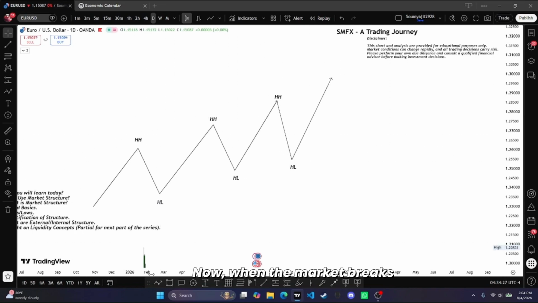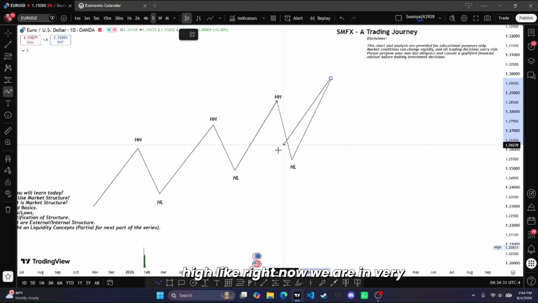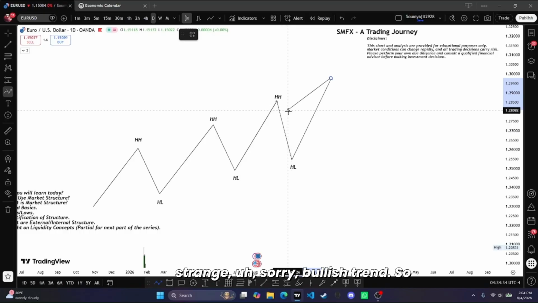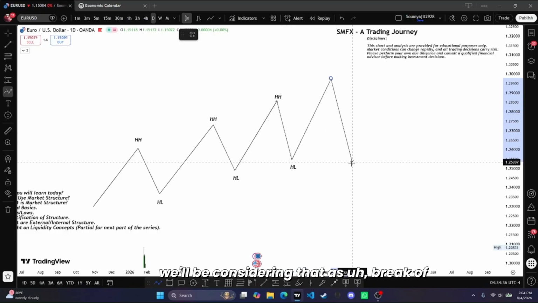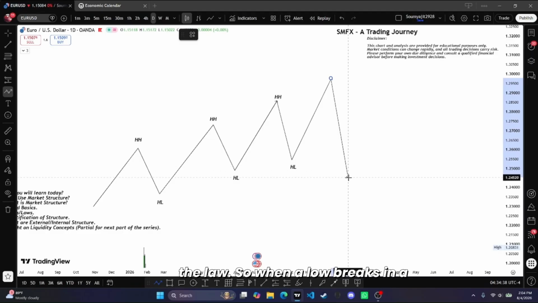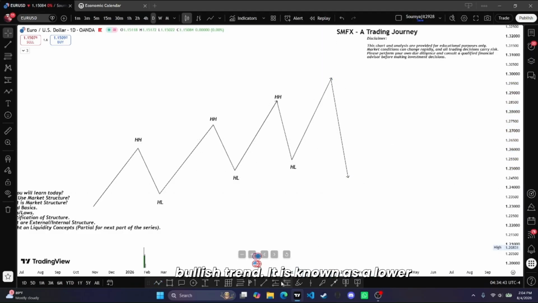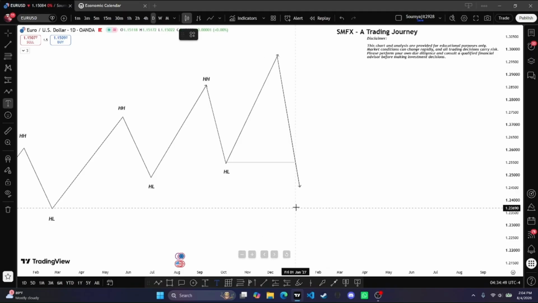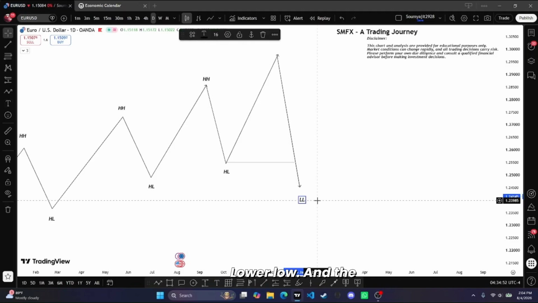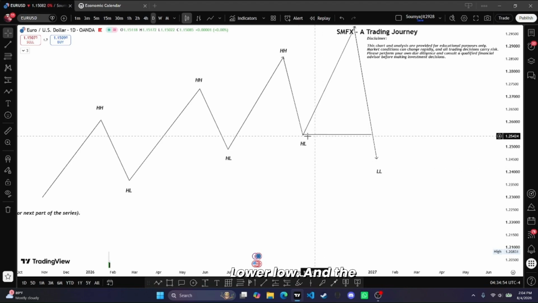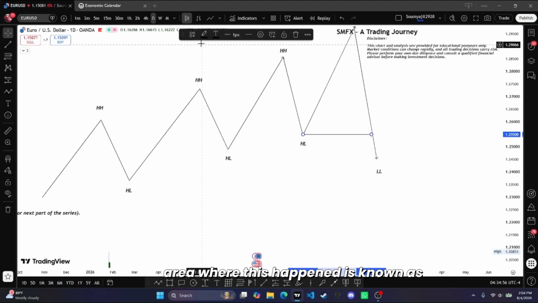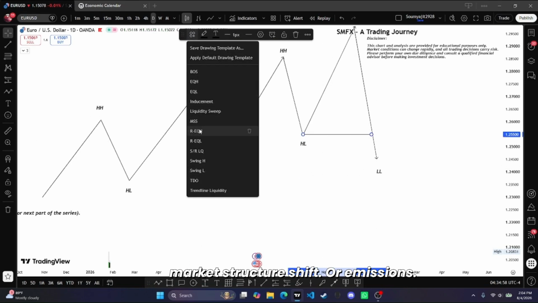Now, when the market breaks the last low or high, like right now we are in a bullish trend, we'll be considering that as a break of the low. So when a low breaks in a bullish trend, it is known as a lower low. Lower low. And the area where this happened is known as market structure shift, or MSS.